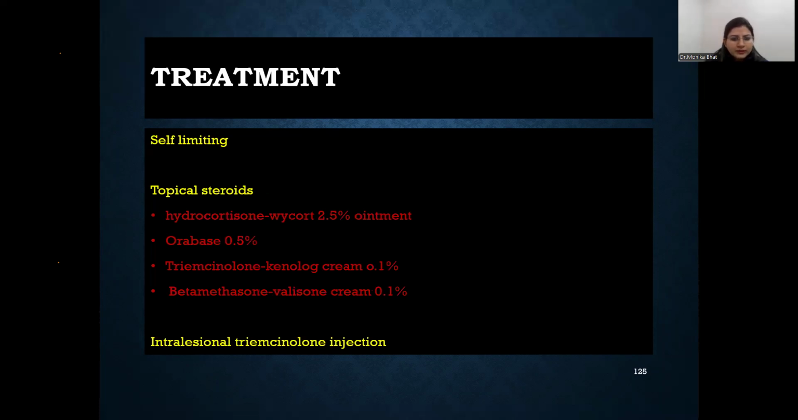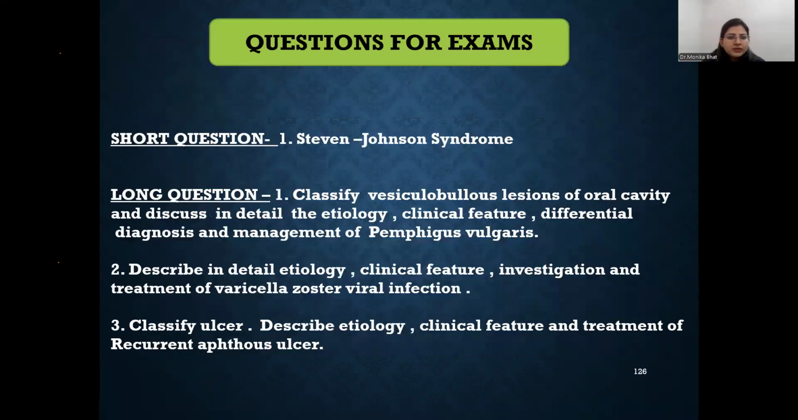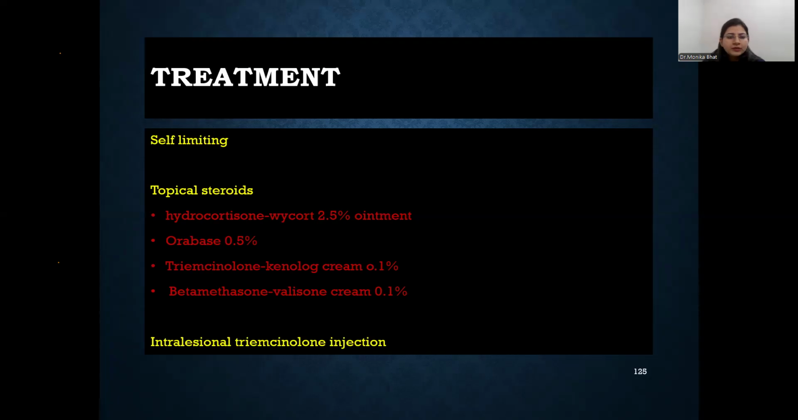topical steroids with the oral base as 5%. Triamcinolone commonly comes as Kenacort cream 1%. Intralesional triamcinolone injections can be given in patients who are concerned. So these are the lesions which are seen in the vesiculobullous category. And I have covered most of the lesions as per concern from the exam point of view.